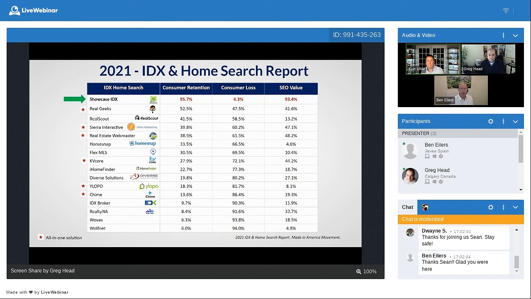Yeah, it's powerful when you look at that kind of retention. What a difference that makes, especially over time.